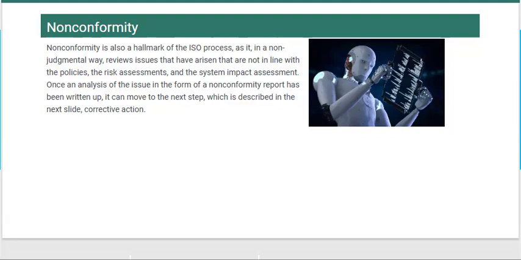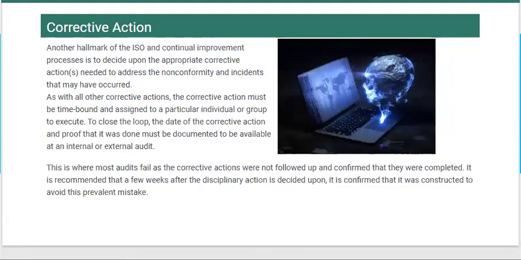Corrective action. Another hallmark of the ISO and continual improvement processes is to decide upon the appropriate corrective actions needed to address the nonconformity and incidents that may have occurred. As with all other corrective actions, the corrective action must be time-bound and assigned to a particular individual or group to execute. To close the loop, the date of the corrective action and proof that it was done must be documented to be available at an internal or external audit.